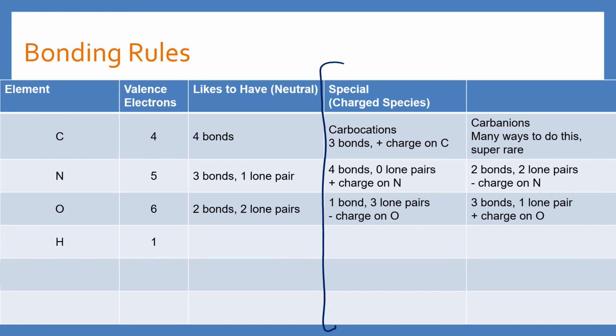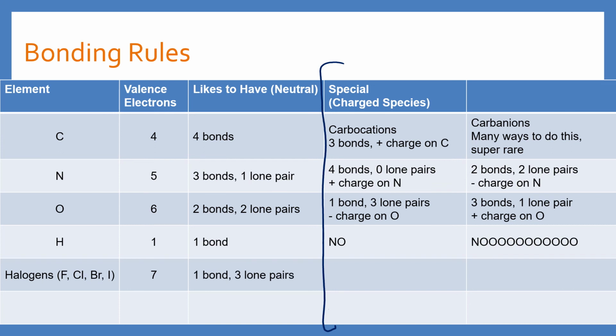Hydrogen has 1 valence electron. It likes to make 1 bond, and we don't do anything crazy with hydrogen. Halogens come with 7 valence electrons. They like to make 1 bond, and they will have 3 lone pairs on them.